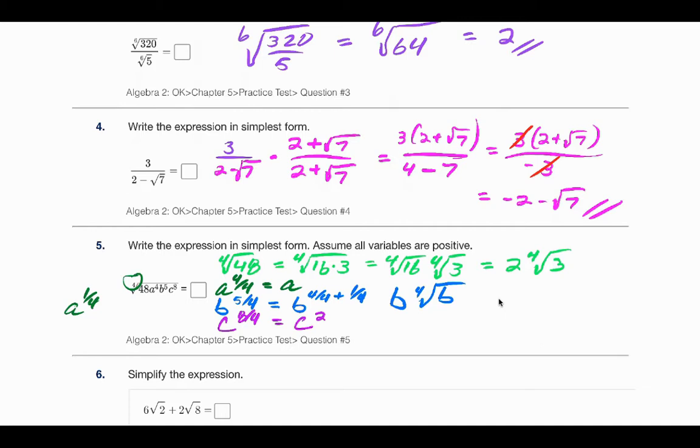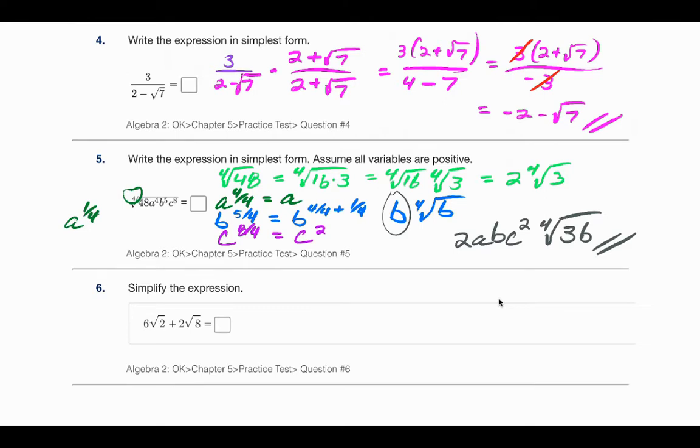Anything that's not underneath the radical now, I keep on the outside. So based on what I just told you, we're going to keep the 2 on the outside. We're going to take the A on the outside. This B right here is going to go on the outside. And then we have C squared. Anything that's still underneath the radical, and in this case our radical is to the 4th, we're going to put together again. So we'll have 3 and we'll have B. And that is your final answer that you will put in.